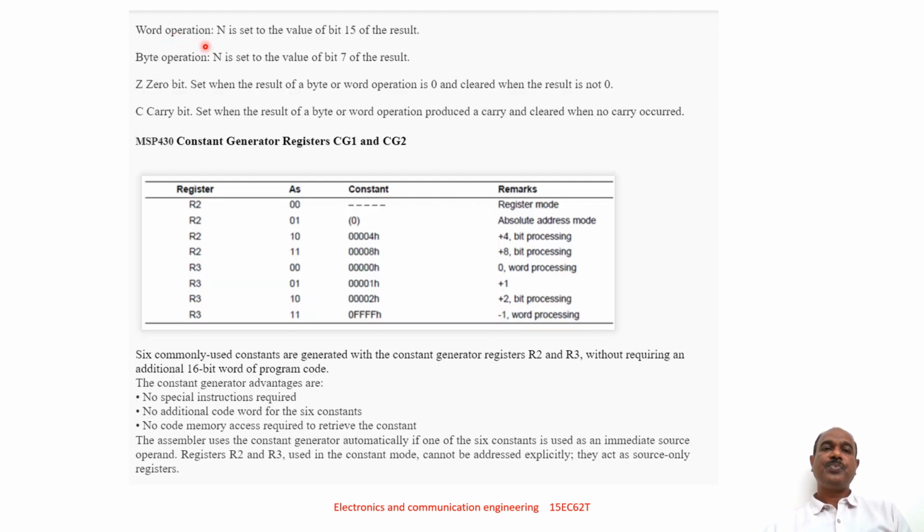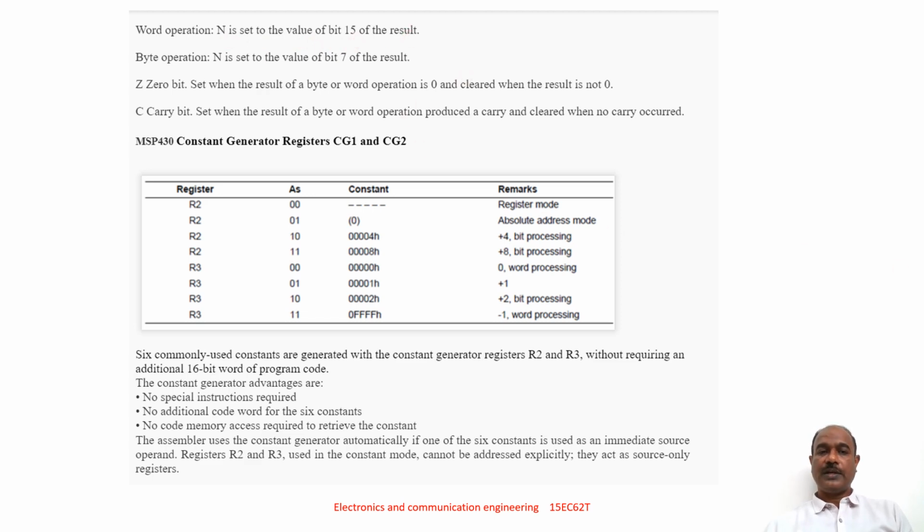As you can see here, the data can be either 8-bit data or 16-bit data. If you are performing a byte operation, working with 8-bit numbers, the N flag is always set equal to bit number 7 of the result, if you start counting from bit 0. If I am working with 16-bit numbers, then the N bit will always be made equal to bit number 15 of the result.